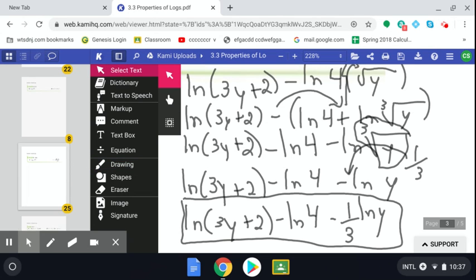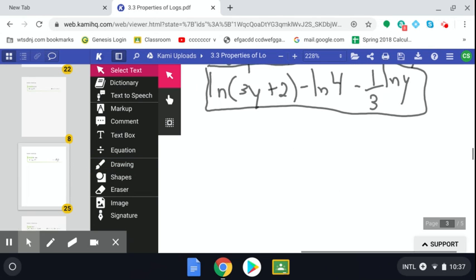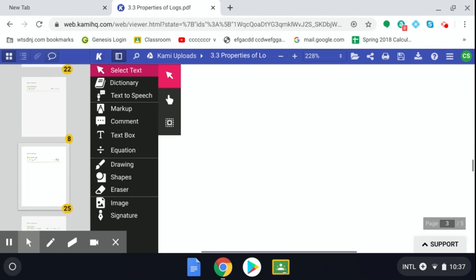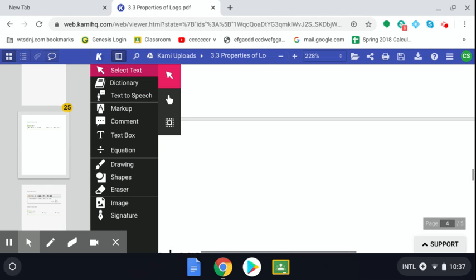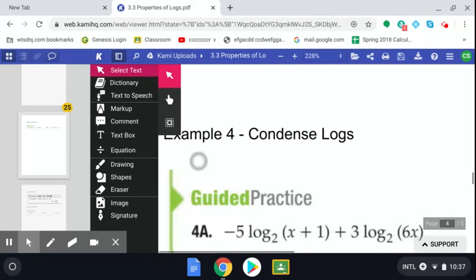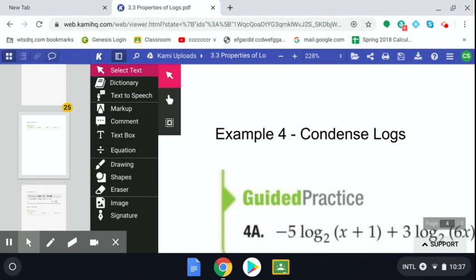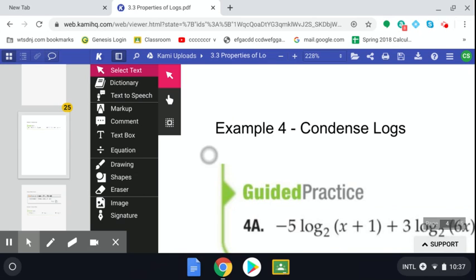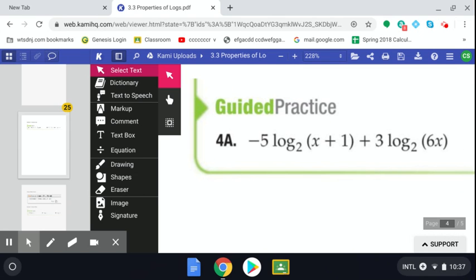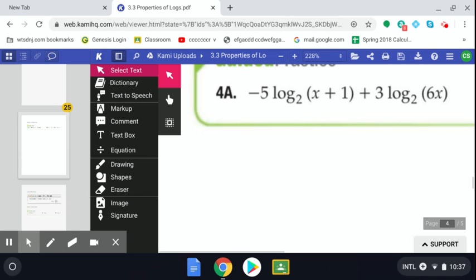All right. So now, what else do we have here? Example number 4. So this condensing logs is essentially what we just did. You just have to go backwards. Instead of making it longer, you're going to make it shorter. So when you condense, you should bring the expression down to the word log or natural log appearing only once. Okay? So let's see how we can approach this one for A.